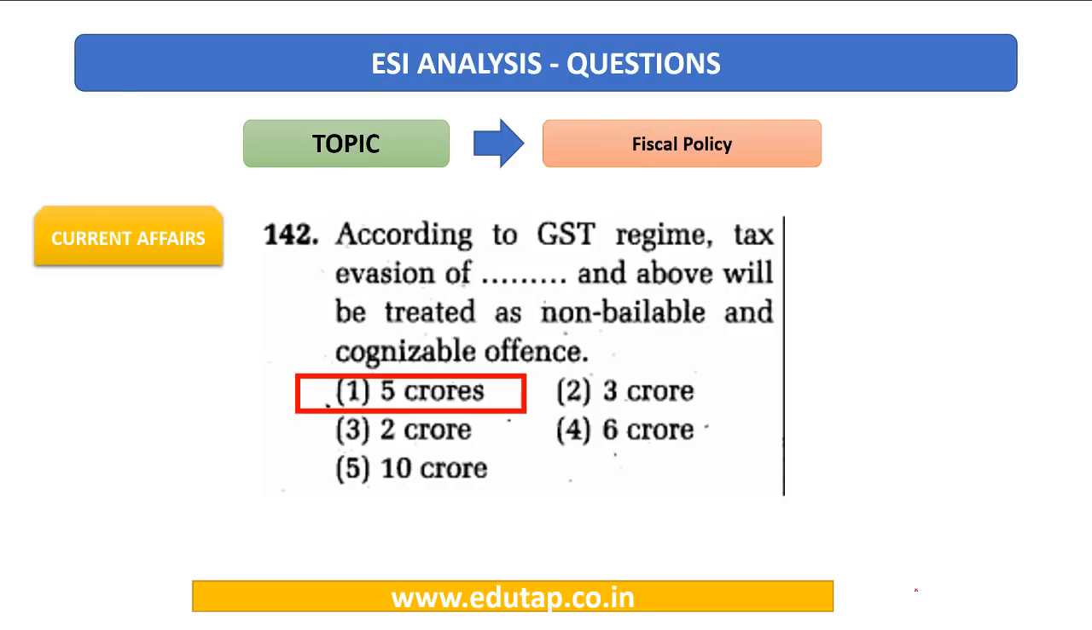Now, the next question says, according to GST regime, tax evasion of how much and above will be treated as non-bailable and cognizable offence. Now, the answer to this question is 5 crore. This particular question can be linked to the topic of fiscal policy. Obviously, we know that GST and demonetization were the two important events that were in news last year, right?